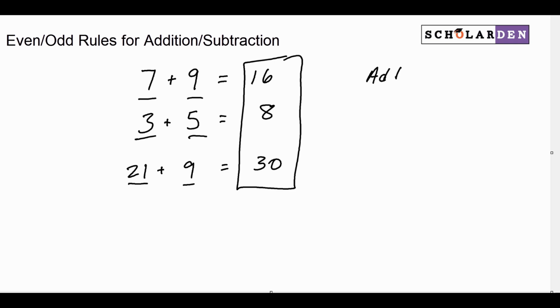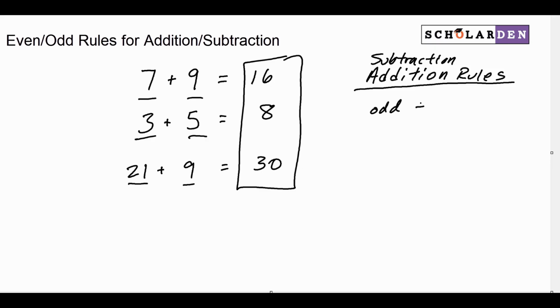So addition rules for that particular case, or subtraction, we're going to do that as well, is that an odd, we just saw, plus an odd will always equal an even.